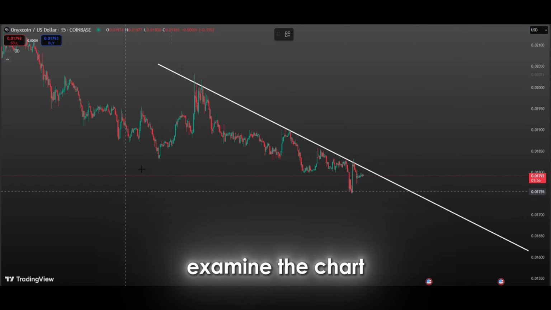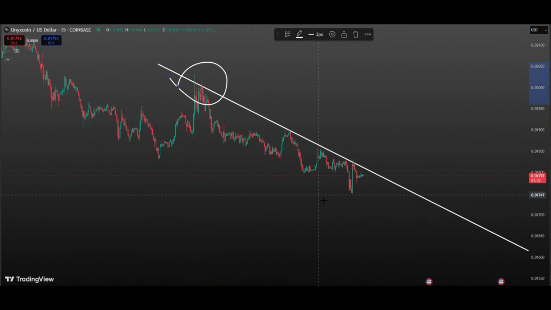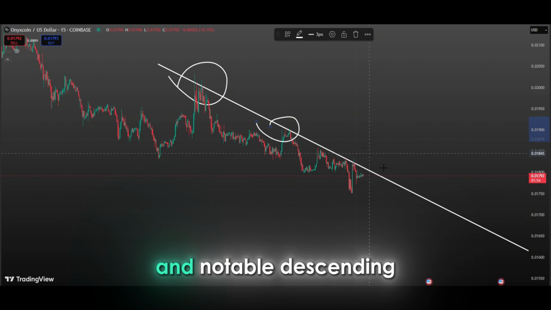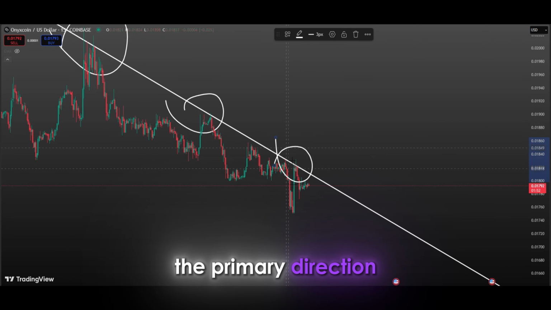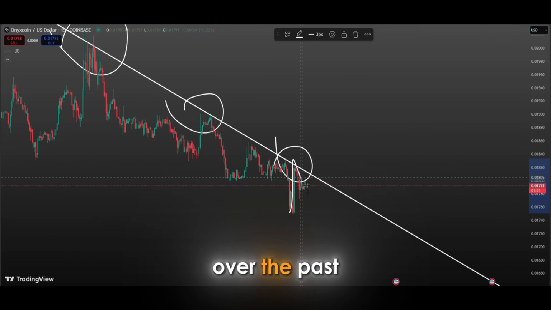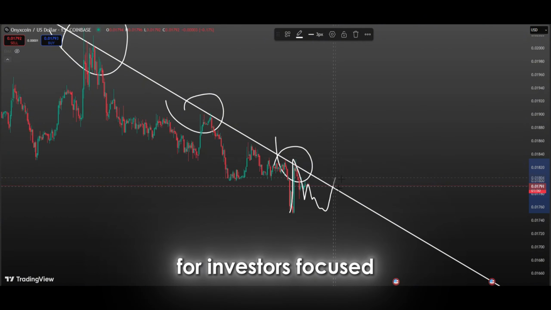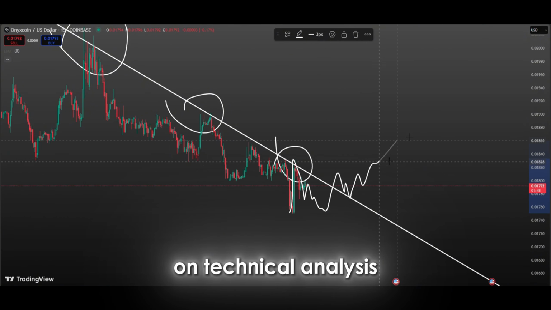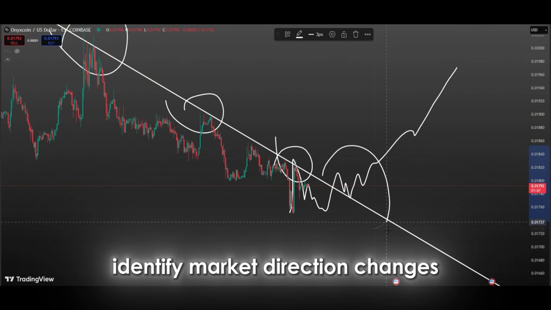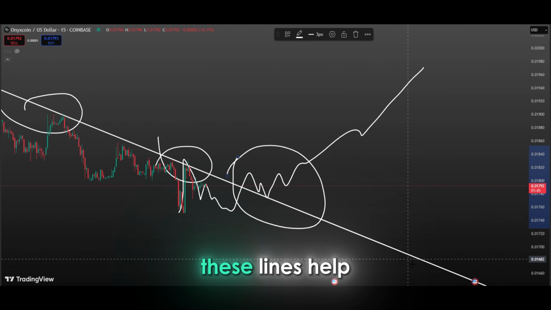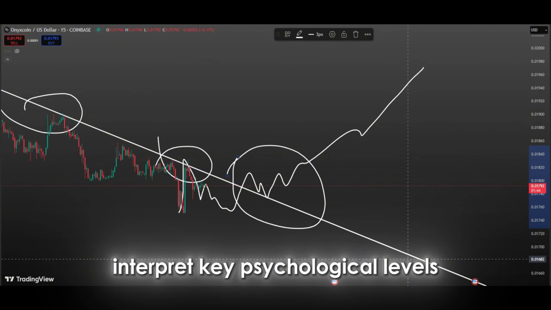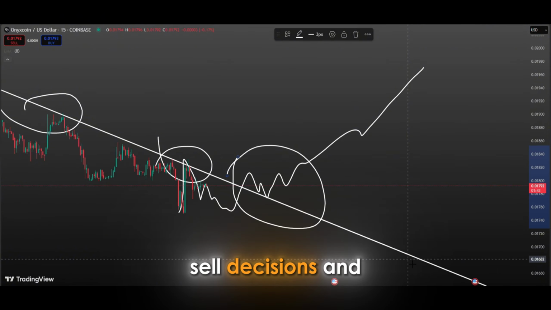When we closely examine the chart in a short-term time frame, a clearly defined and notable descending trend line becomes evident. This trend line represents the primary direction that the price has been following over the past several sessions. For investors focused on technical analysis and aiming to identify market direction changes, such trend lines hold crucial importance. These lines help interpret key psychological levels that guide buy-sell decisions and reveal the direction of the supply-demand balance.